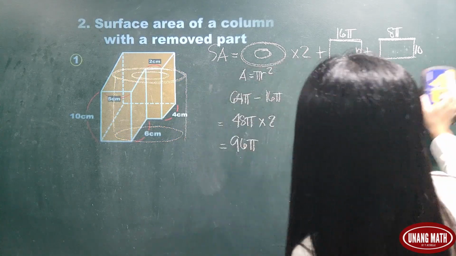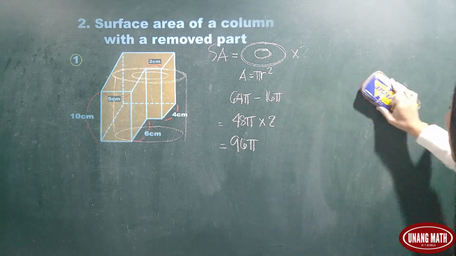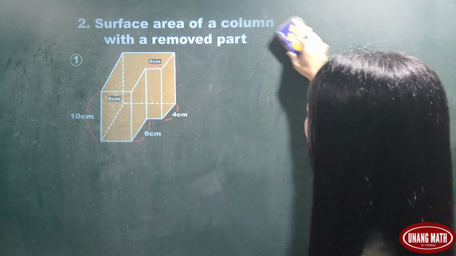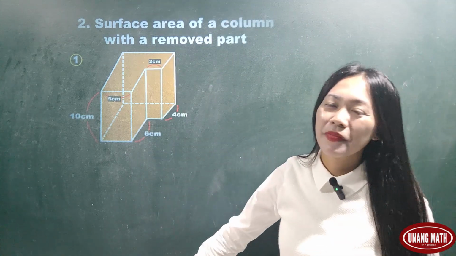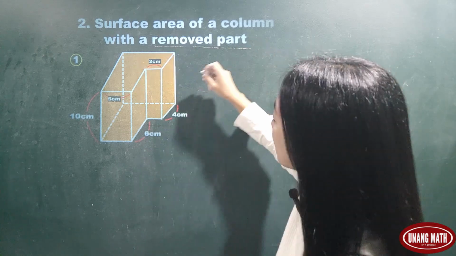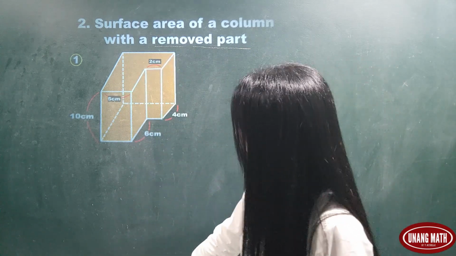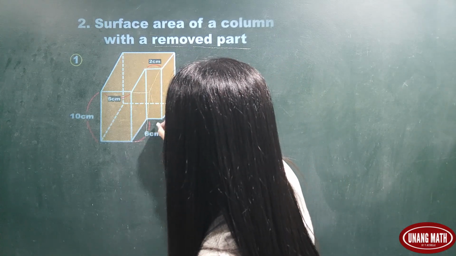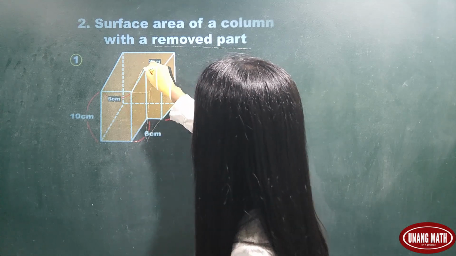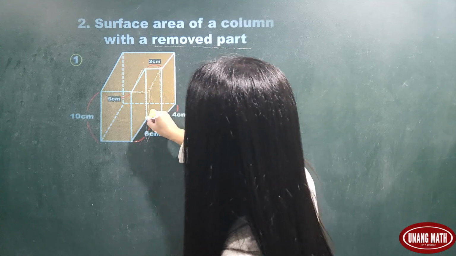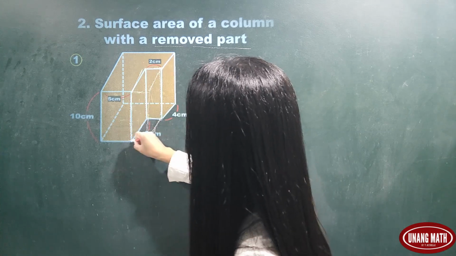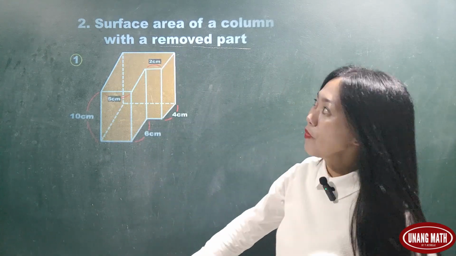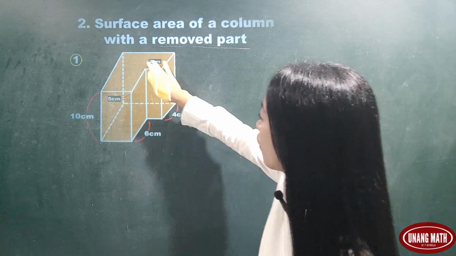Okay, this time, let's move on to the second part of this lesson. We will be finding the surface area of a column with a removed part. If you're going to take a look at this figure, originally, this figure looks like this. When this part is removed, then the figure now looks like this. So we will find the surface area of this figure.